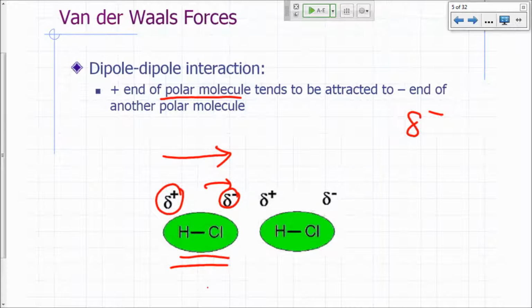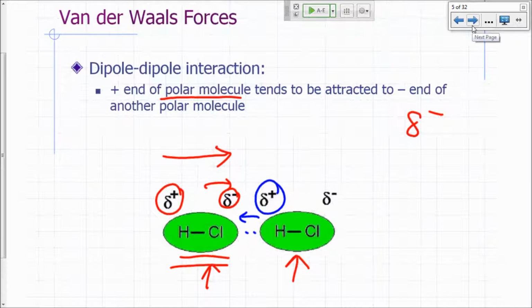If you have a hydrogen chloride molecule near another hydrogen chloride molecule, what's going to happen? The positive end of one molecule is going to be attracted to the negative end of the neighboring molecule. The interaction you have between those two is called dipole-dipole interaction. Remember, opposites attract, right?